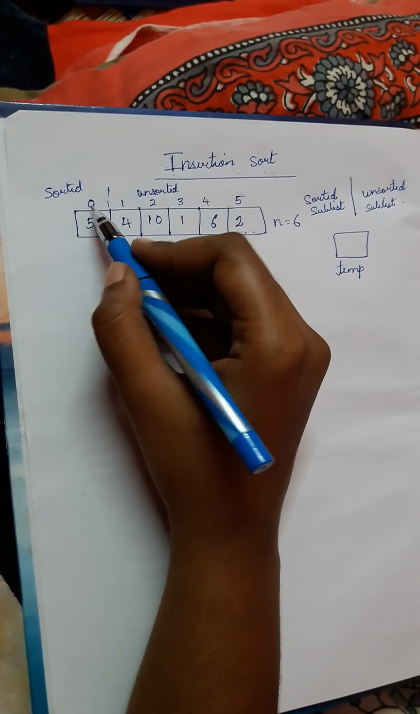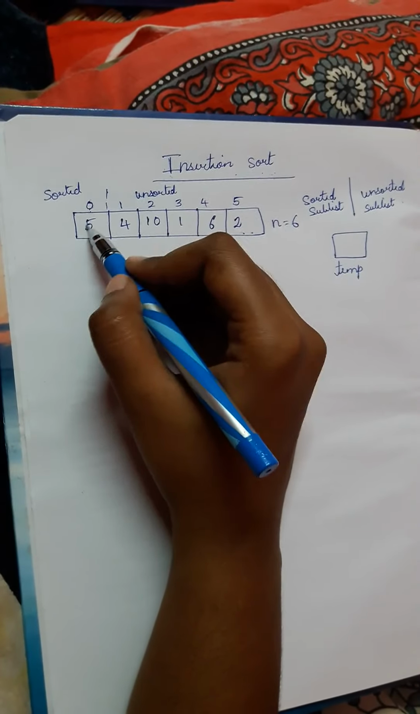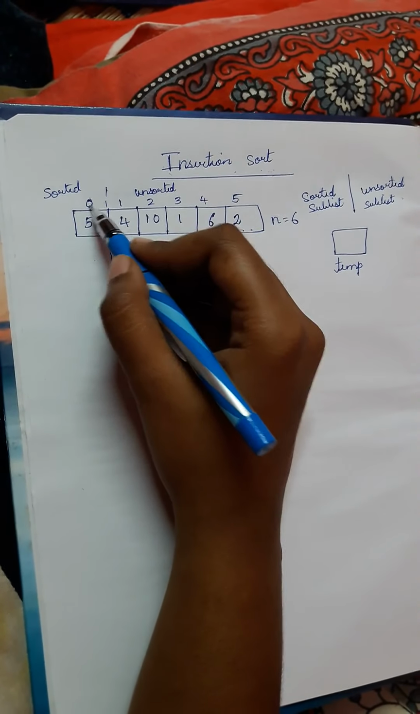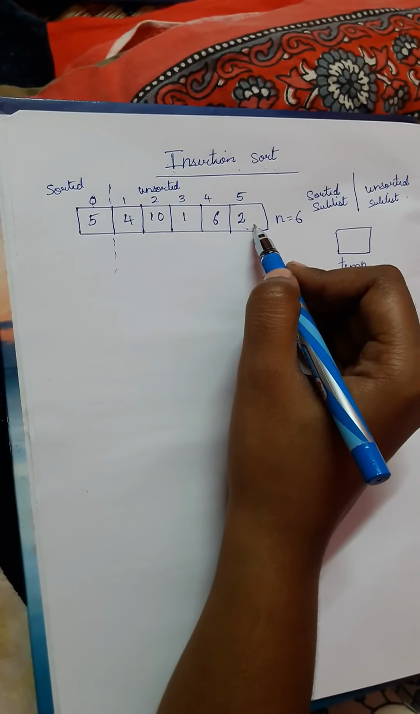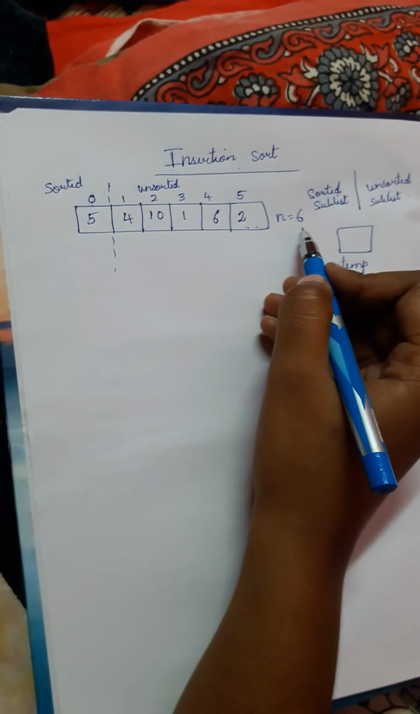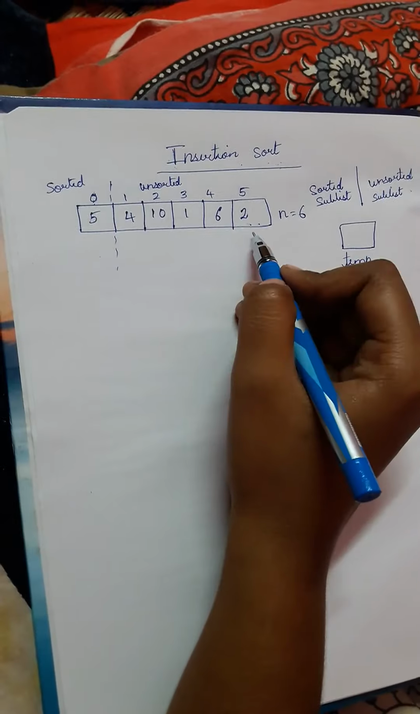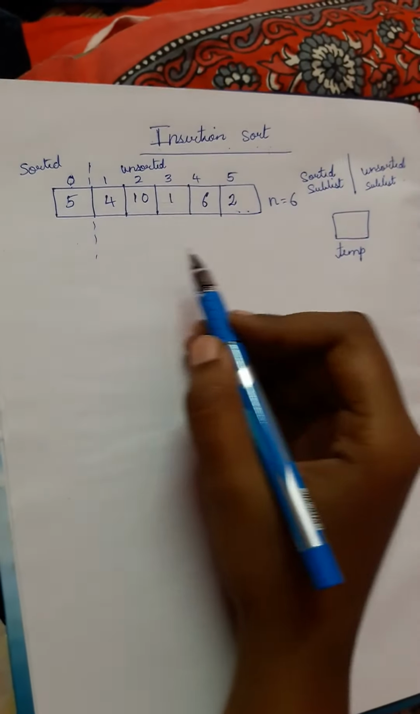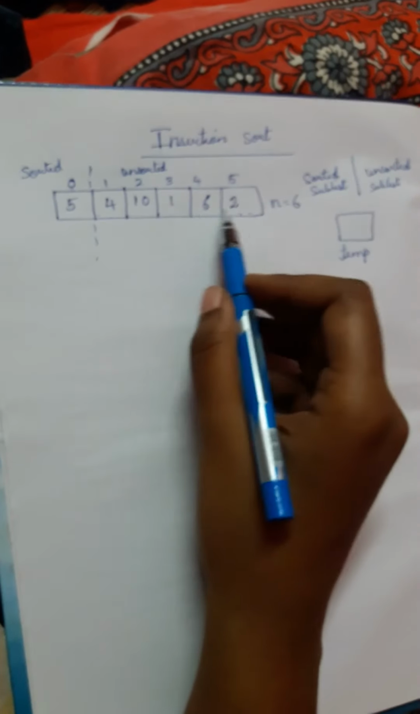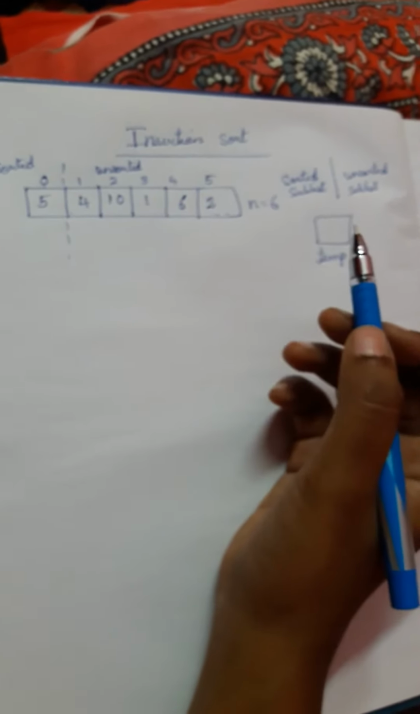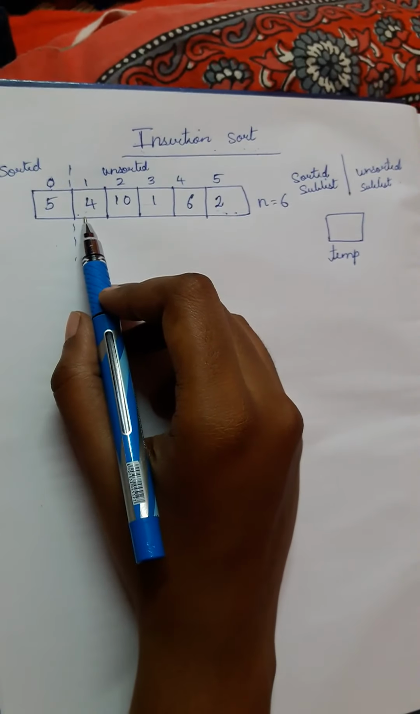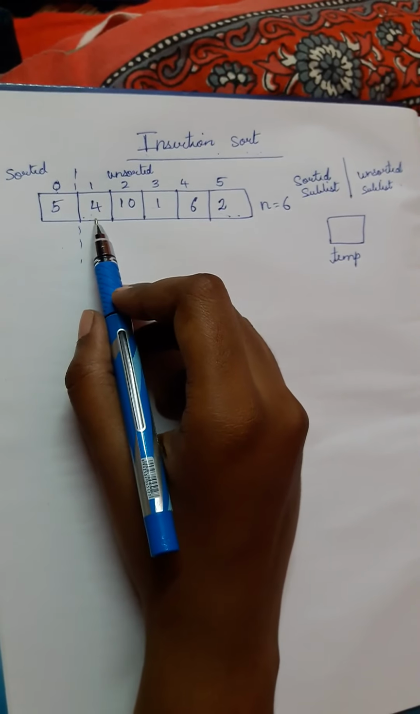So in an array, how do we store? The first array location will be 0, then 1, 2, 3, 4 and 5. So the size of that array is n equal to 6. That is the order we are going to arrange. So always we are going to check the unsorted list one by one and insert into the sorted list.